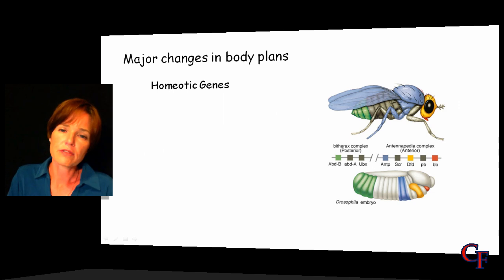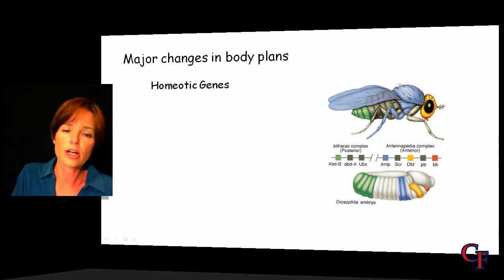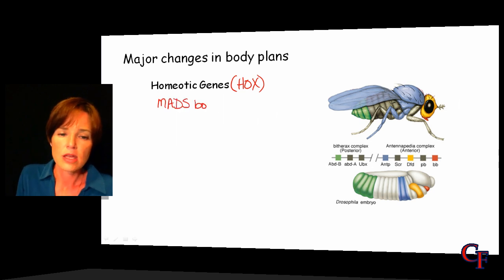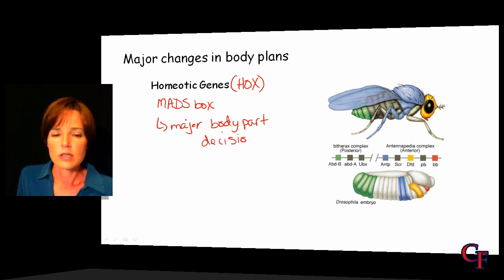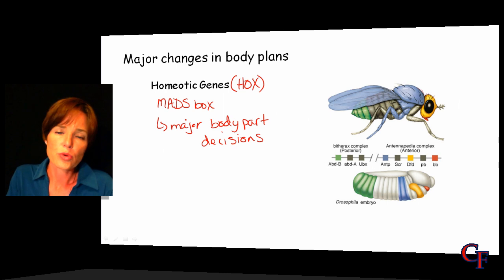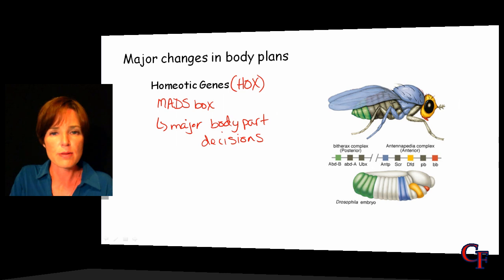Another thing that's really important for major changes in body plans are what we call the homeotic genes. And these are also called the Hox genes. That's for animals. If we're talking about plants, we call them the MADS-box genes. But these are going to be genes that are important for major body part decisions. So these genes are responsible for organizing the body plan, really laying out the master plan of where the different appendages, legs, structures will go.